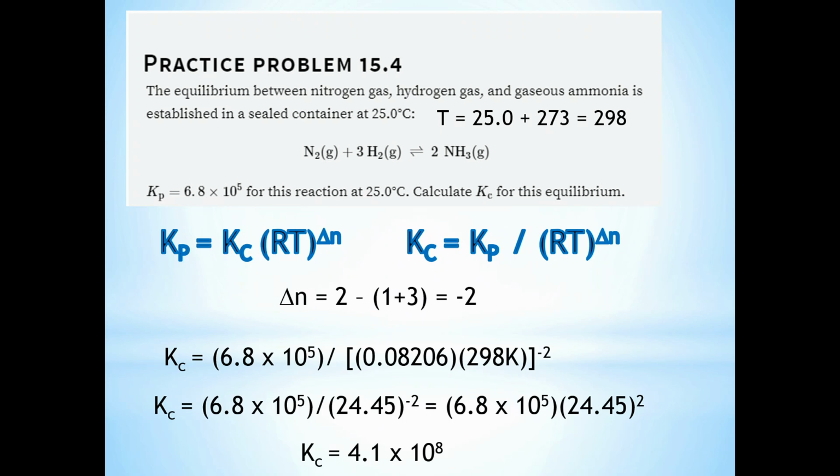Now I said when there are more products than reactants, K sub P is going to be bigger than K sub C. When there are fewer reactants than there are products, K sub P is going to be smaller than K sub C. So we see our K sub P is smaller than our K sub C because we have fewer moles of gas on the product side.